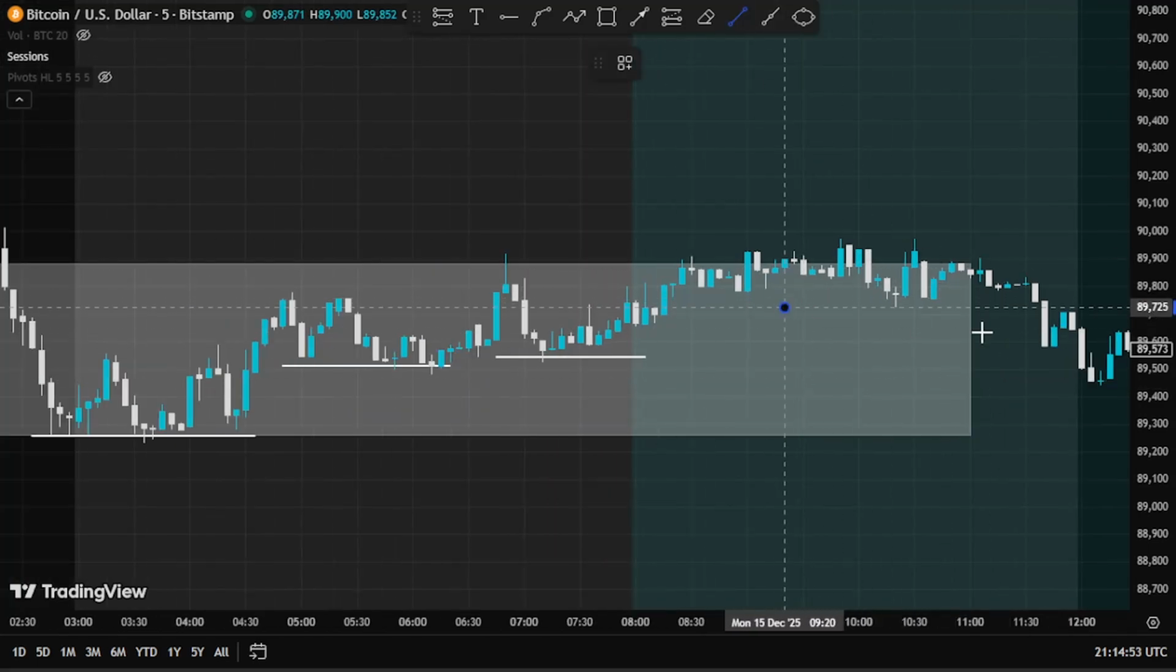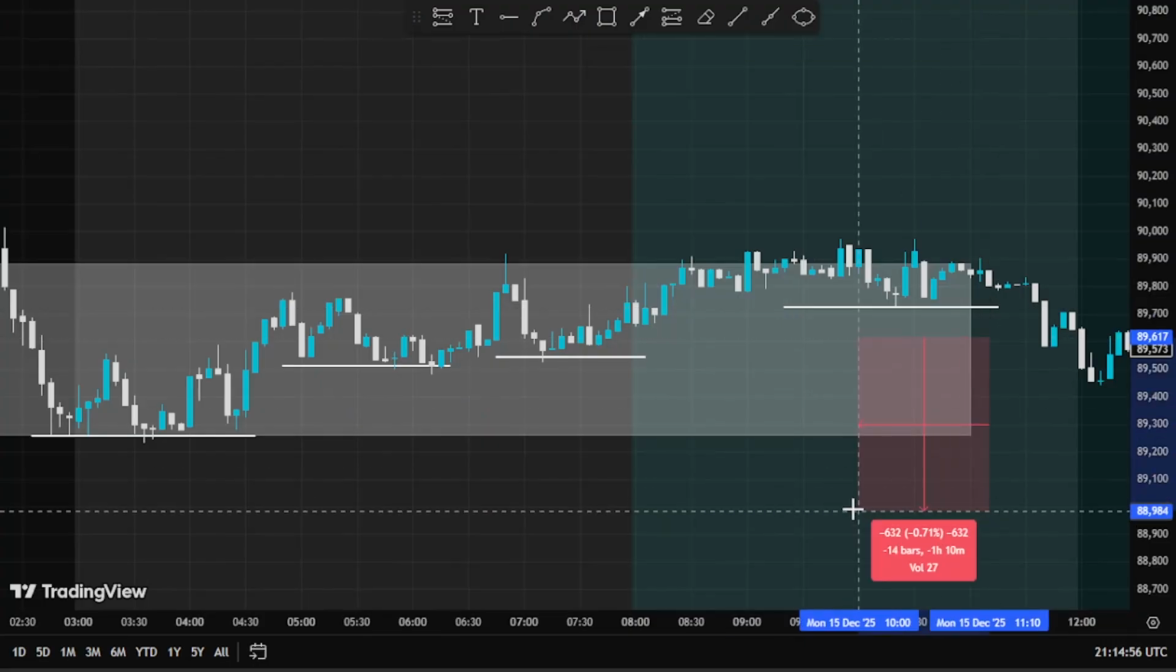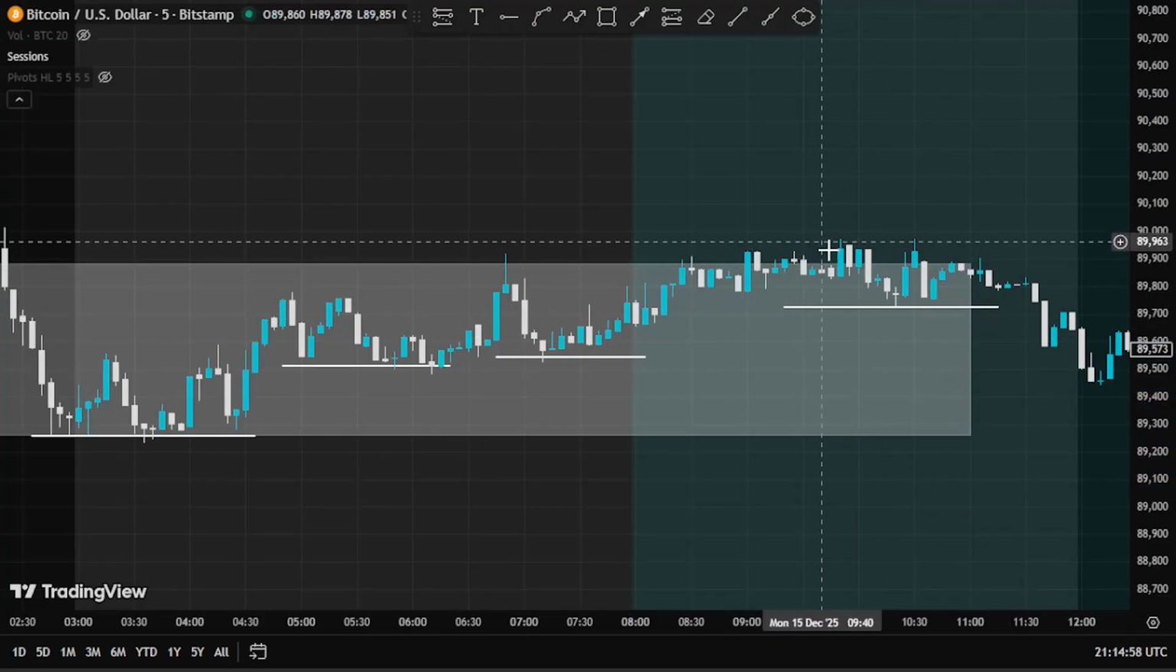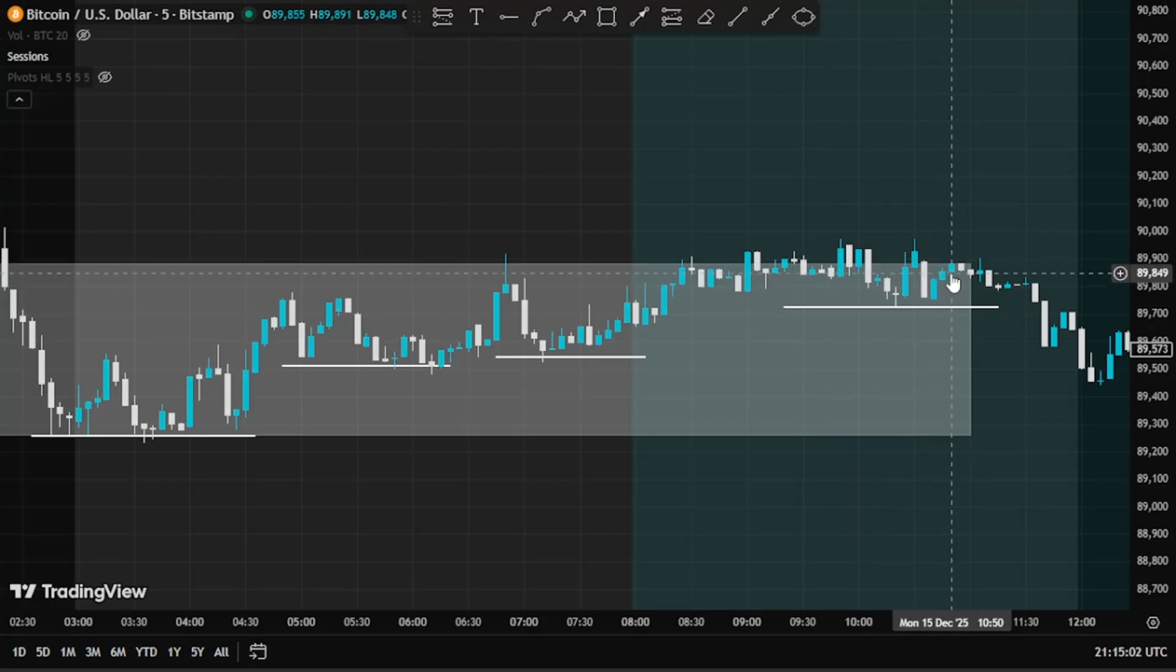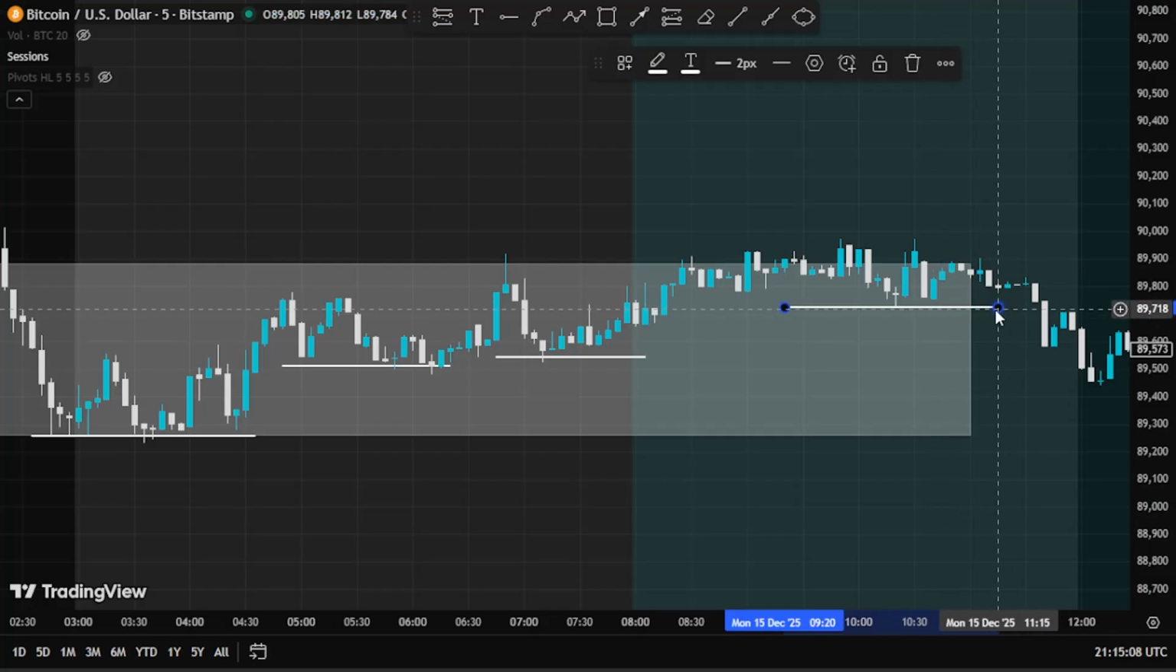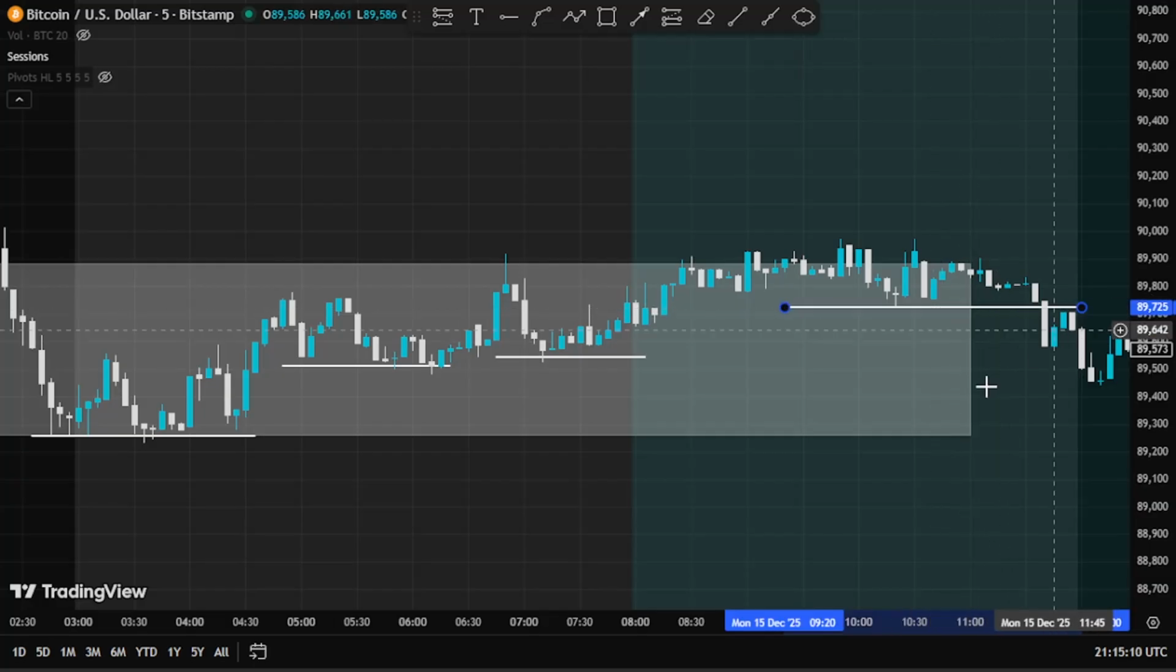When we look here, you can see that sellers try to push market down from here. They failed to do so. They tried to push market down again. They failed to do so. But markets made a lower high, which is very interesting. But you can see that they made another level of support here. So price broke this level of support.